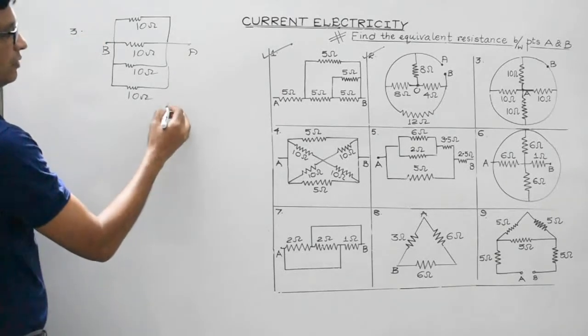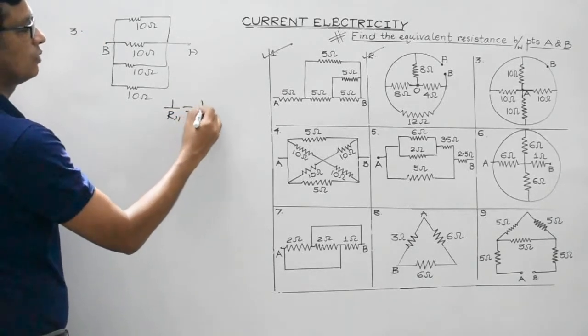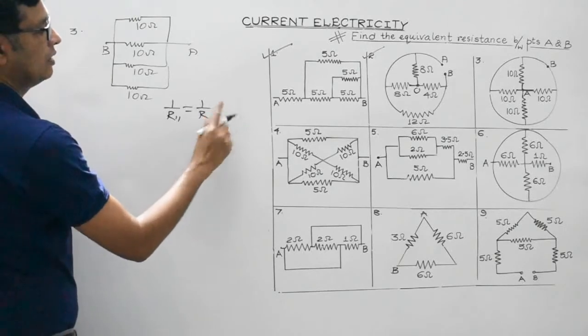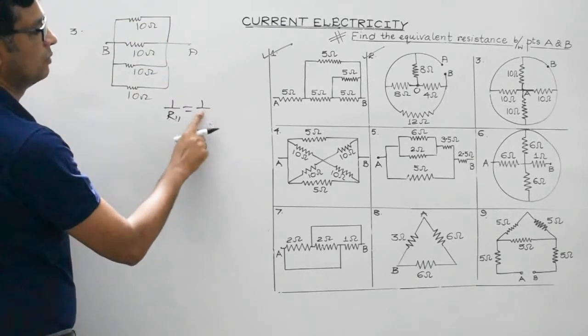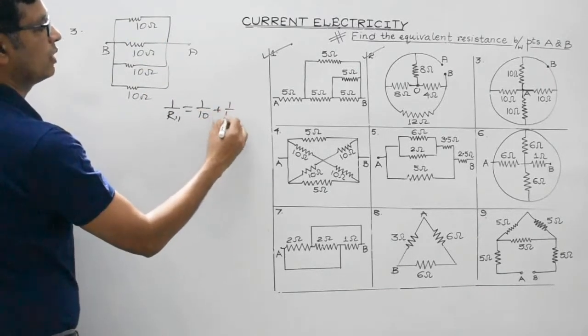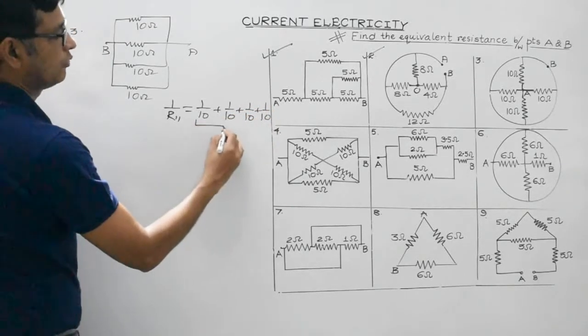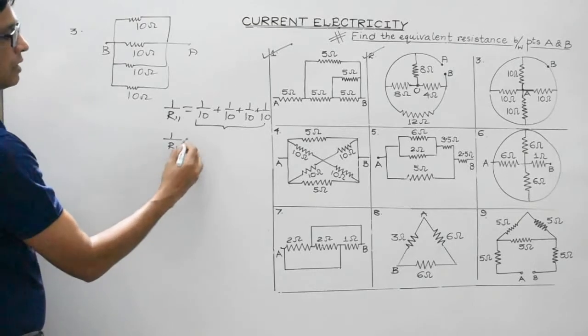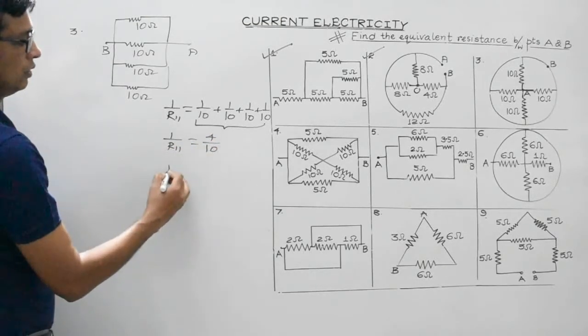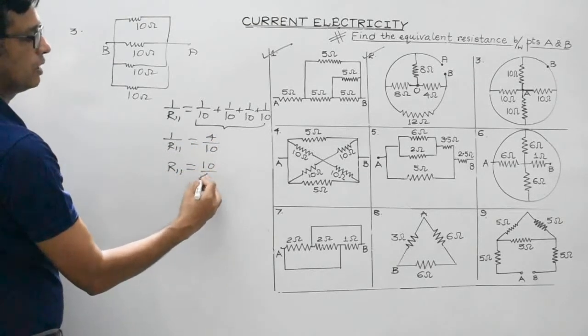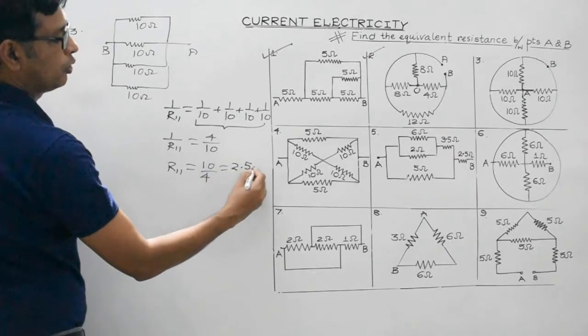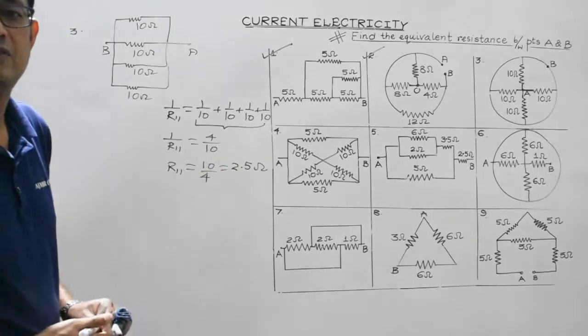So in parallel we are aware 1 by R parallel is equal to 1 by R1 and so on. In this case all the resistors are the same. So 1 by 10 plus 1 by 10 plus 1 by 10 plus 1 by 10, 4 times. So 1 by R parallel is equal to 4 by 10. So R parallel would be equal to 10 by 4. That is 2.5 ohm. Right students?